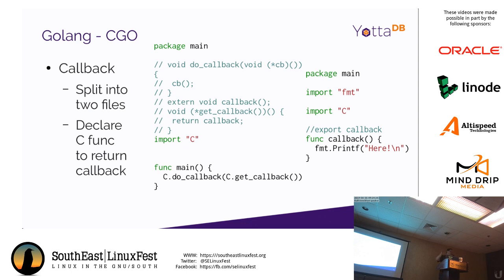Okay, so the question was, what happens if you have two different packages and you export the same named function? The same thing that always happens with C, you get a linker error because there's no namespacing, right? So you have a problem.